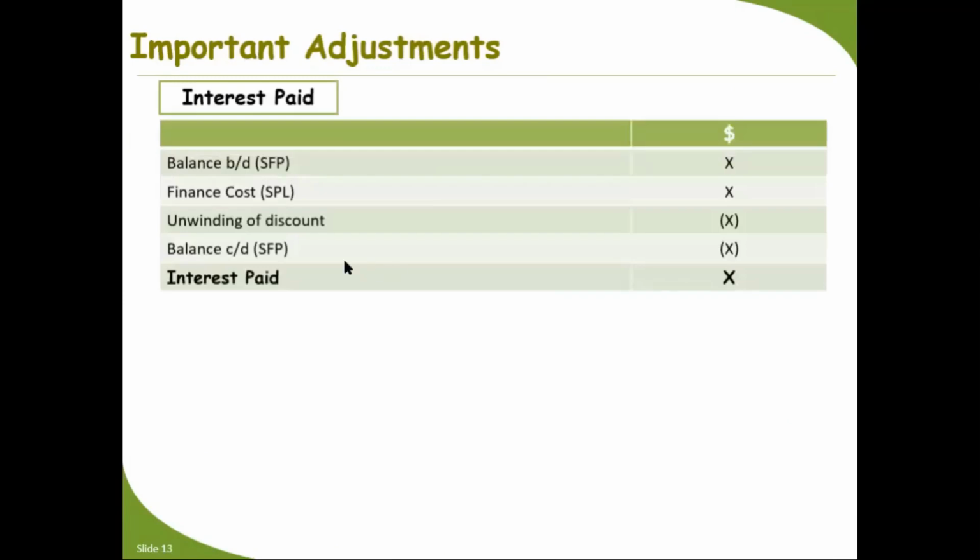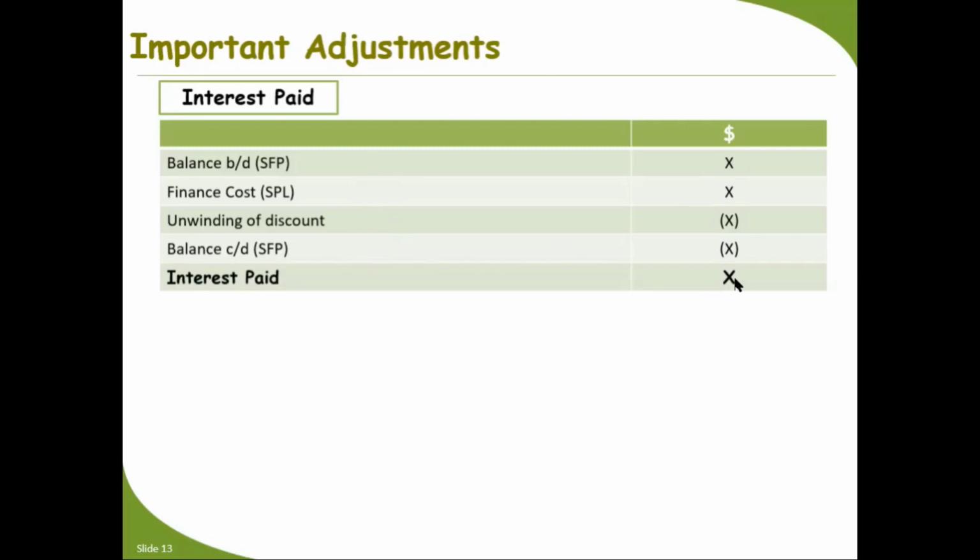First important calculation is how to calculate interest paid. It can be constructed in T account form or in tabular form. I preferred tabular form. Balance brought forward, which we will get from the preceding year SFP. Finance cost from the statement of profit and loss. Unwinding of discount, there would be information about this in any adjustment. And balance carried down from SFP. By doing this working, we subtract these two, we add these, and we get interest paid.